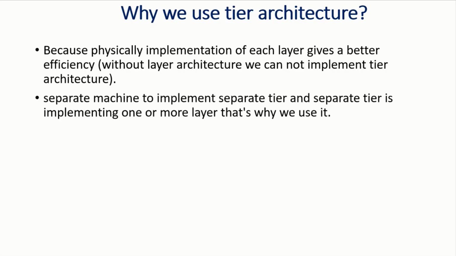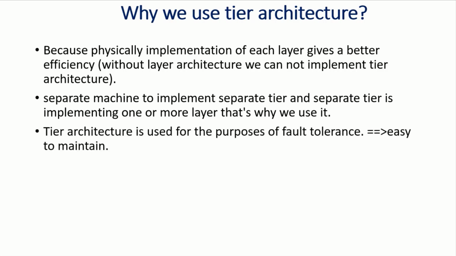Now, a separate machine is used to implement a separate tier, and a separate tier implements one or more layers. That's why we use tier architecture. Tier architecture is used for the purpose of fault tolerance, that is, for ease of maintenance. Now, let's understand with one example.